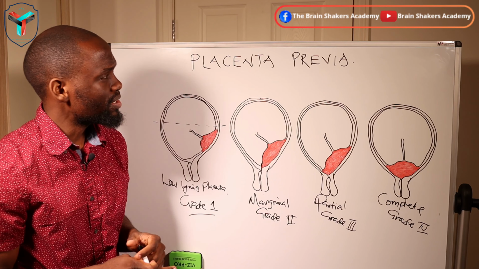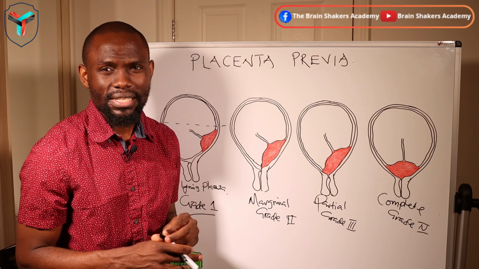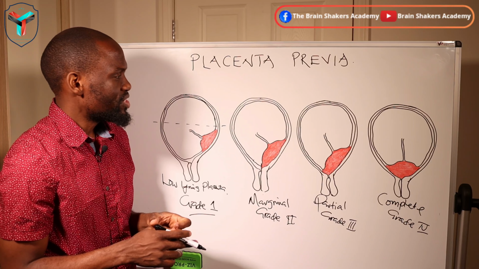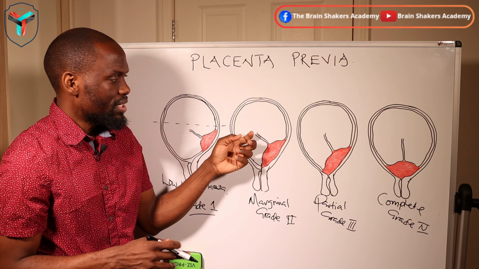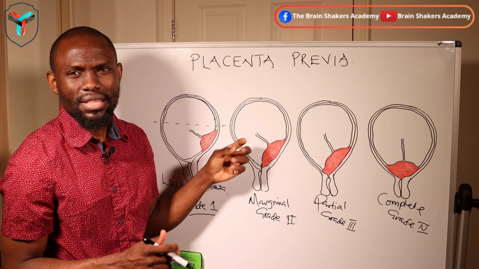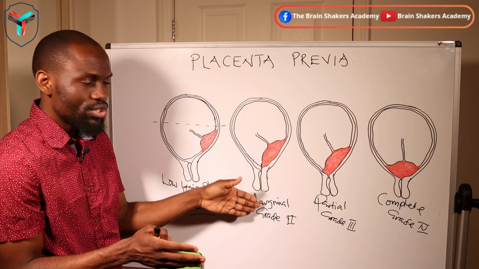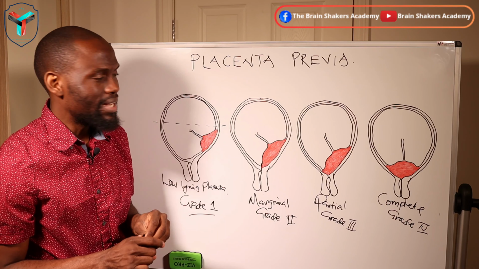You also take note that those that have multiple pregnancies, that is having 2 or more babies, increases the chances of you developing a placenta previa, because the placenta is going to be a very big placenta that will then encroach into the lower uterine segment.